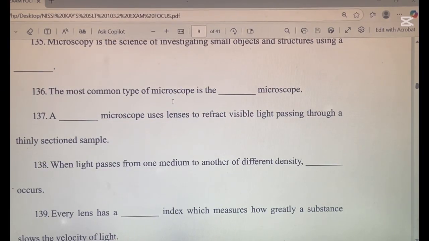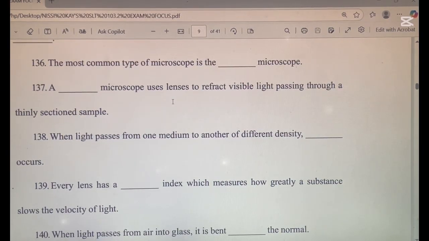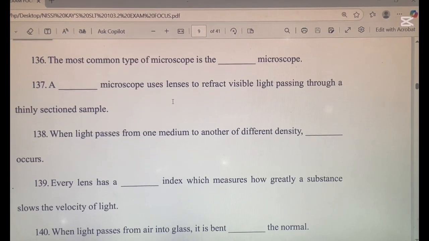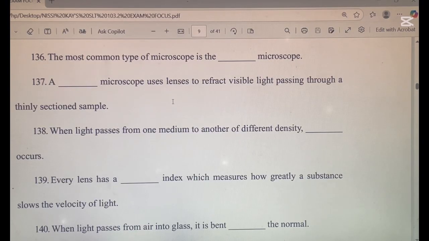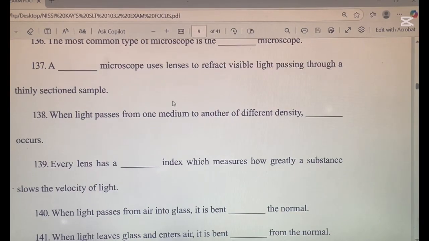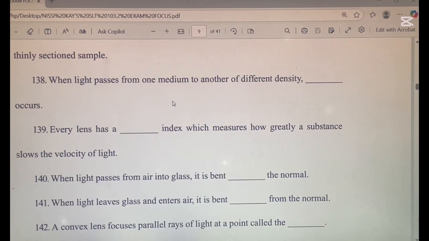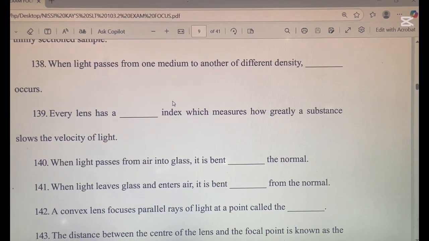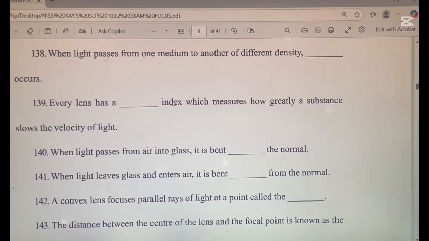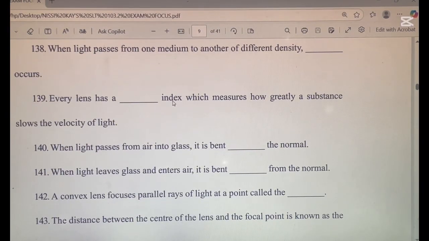137. A light microscope uses lenses to refract visible light passing through a thinly sectioned sample. Number 138. When light passes from one medium to another of different density, refraction occurs. Now, every lens has a refractive index, which measures how greatly a substance slows the velocity of light.